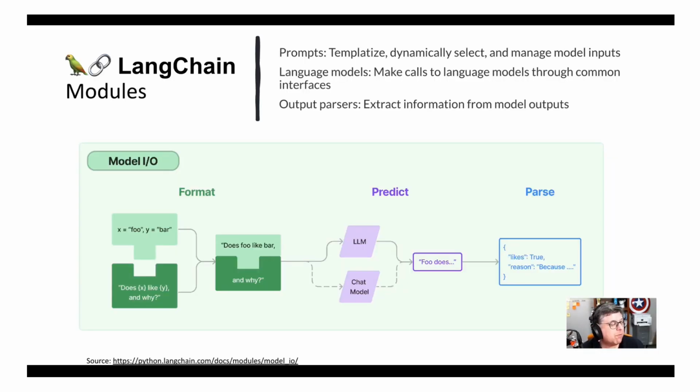LangChain is composed of modules. We can take our prompts and we can templatize those. We can dynamically select those. We can manage the model inputs, as you can see there with our format. We can make calls to language models from almost any data source and utilize that information. And then we can also parse through. We can split that information out. We can transform it however we need to pass it where it needs to go for the next module.